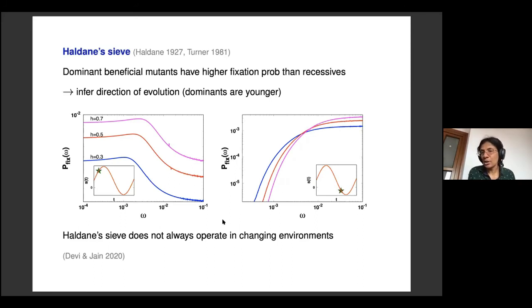And this idea has actually been used to construct phylogenetic trees of some insects and even butterflies. This result is, however, valid when the environment is static; it's not changing with time. In a changing environment, we also see that for some arrival times this holds: Haldane's rule works. That is, the higher the h, the higher the fixation probability. But for some arrival times, this idea is reversed. Recessives have a higher chance of fixation than the dominants.